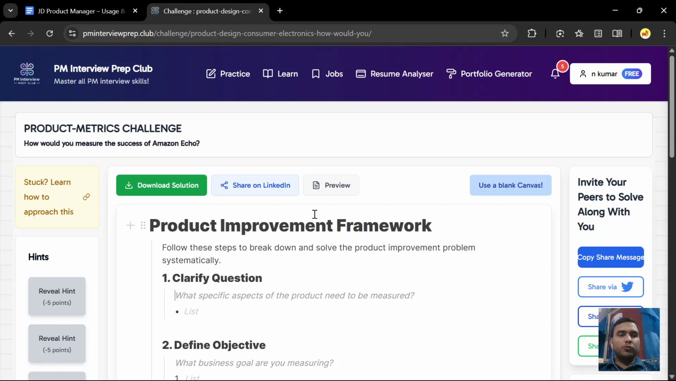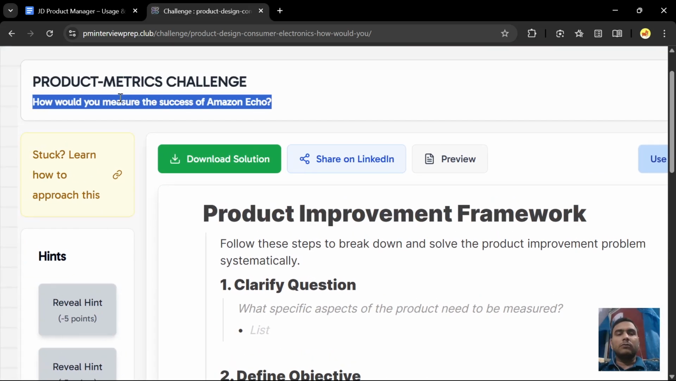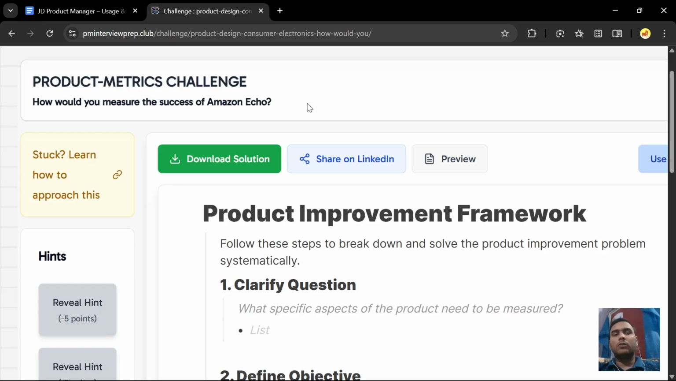So how would you measure the success of Amazon Echo? This is a product improvement framework, but we can apply it to any of the questions that we get asked, because it is a very generalized framework for how you break down a problem. Suppose this is the prompt: how do you measure the success of Amazon Echo?